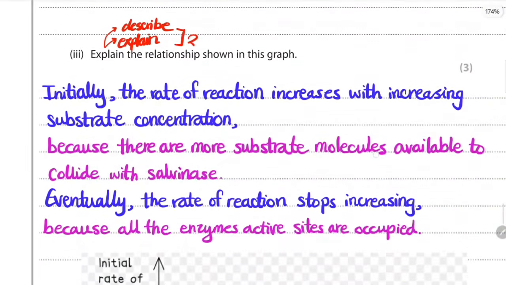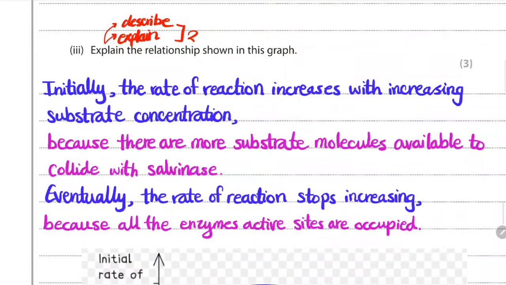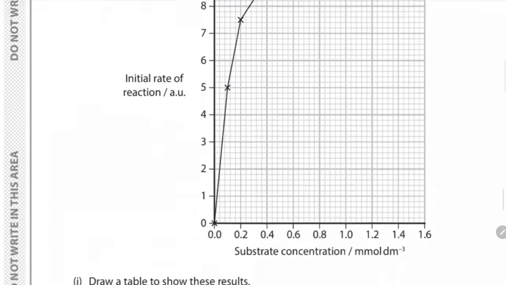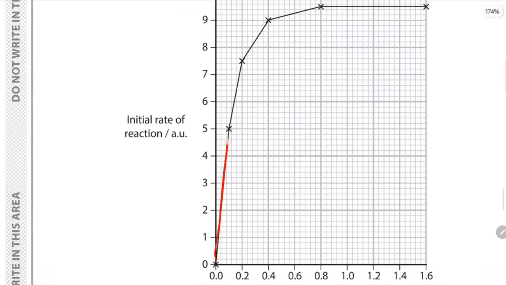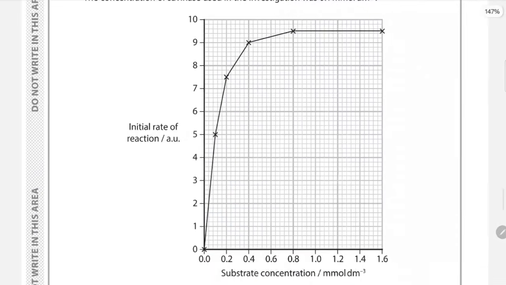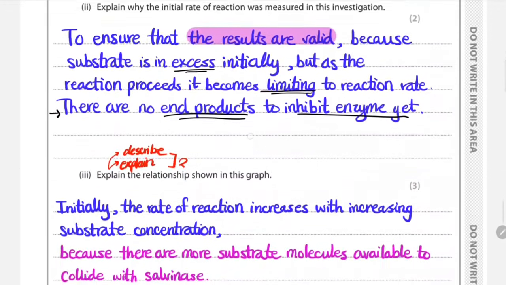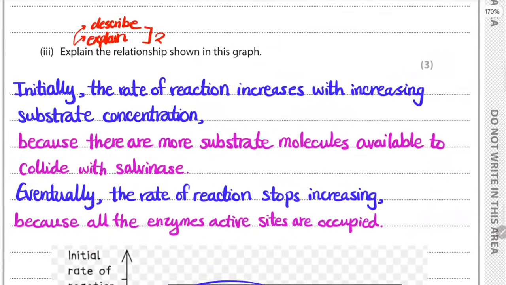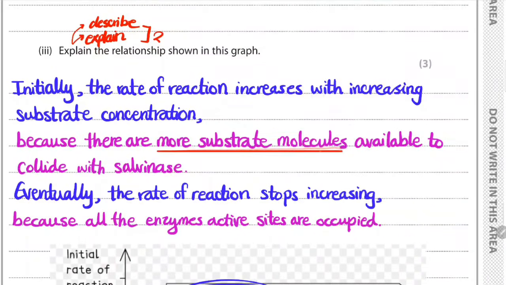Firstly, I'm going to describe, my description is in blue and my explanation is in pink. Initially, the rate of reaction increases as the reaction proceeds. I can see that it's increasing steeply also. What makes the rate of reaction increase steeply? This is because there are more enzyme substrate complexes, of course. There are more substrate molecules available to collide with the enzyme.